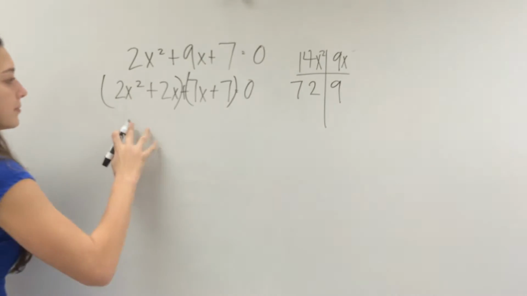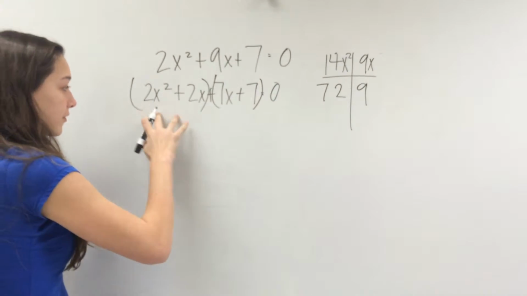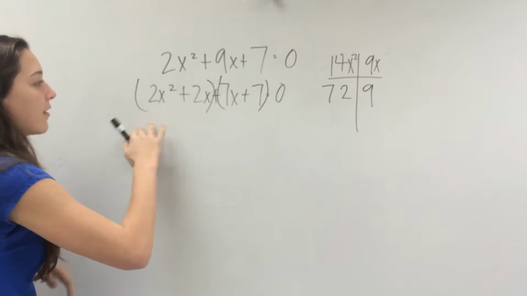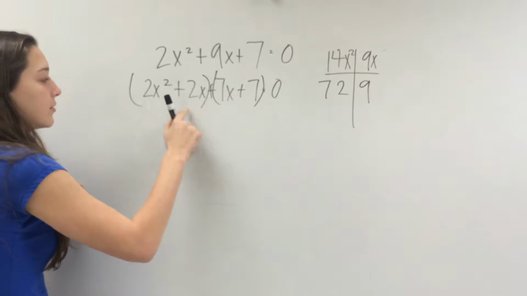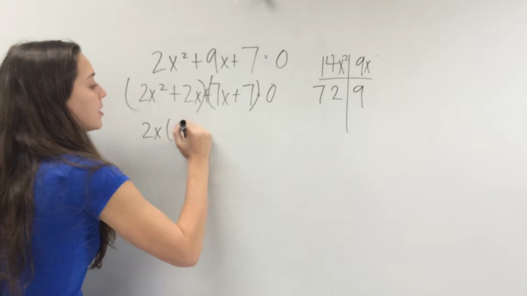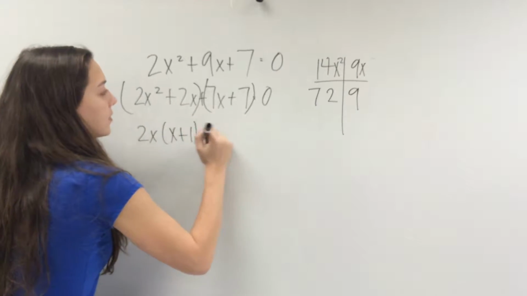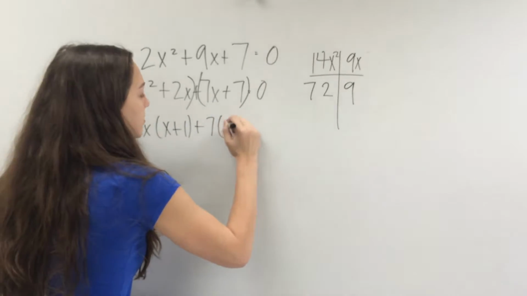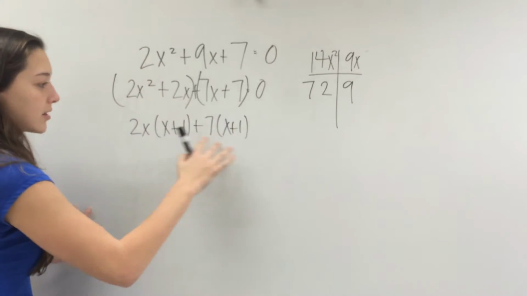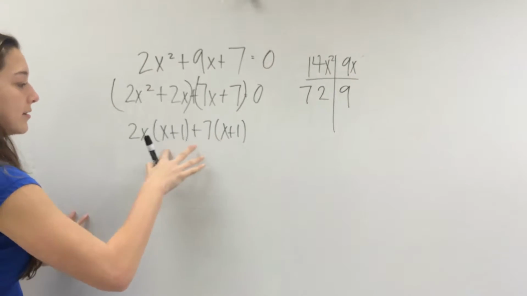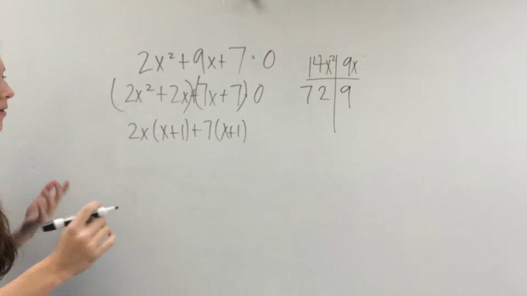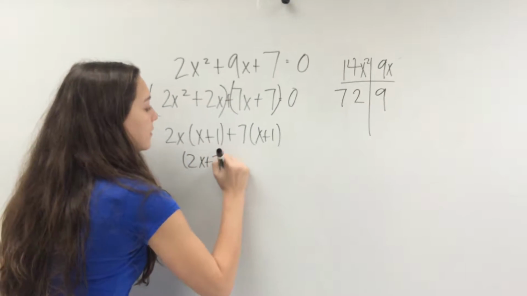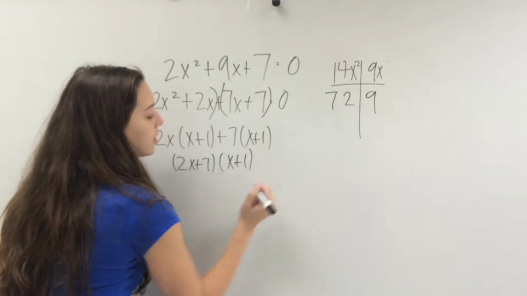Grouping is when you put together the first two numerical values and the last two numerical values, and then you pull out what they have in common. So 2x squared and 2x both have 2x in them. So that would be x plus 1 left over, and 7x and 7 both have 7 in common. So that would also be x plus 1. And you have to make sure that the middle two sets equal each other, because if they don't, then you did something wrong. So it would be 2x plus 7 times x plus 1.